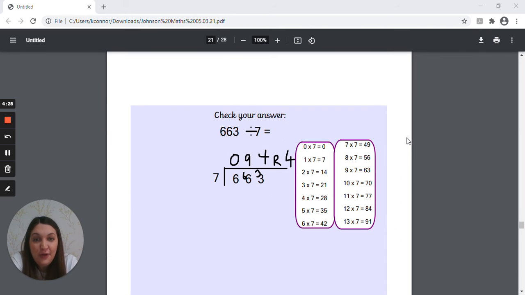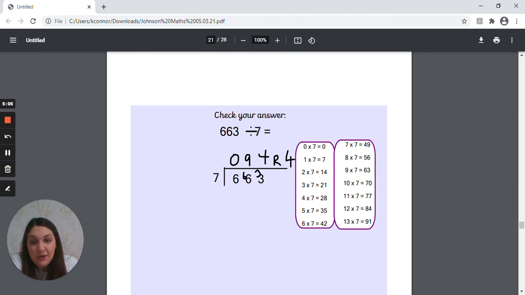Okay, so hopefully you got the answer of 94 remainder 4. So we'll go through this, I'll talk through it step by step. So starting off, how many 7s go into 6? None. So you'd put the 0 and you'd carry the 6 over. How many 7s can go into 66, or how close can you get? That would be 9 times 7, because that would be 63. So that's where the 9 has come from. We got to 63. We had to try and get to 66. The difference between those two numbers is 3, which is why we have that number carried over.